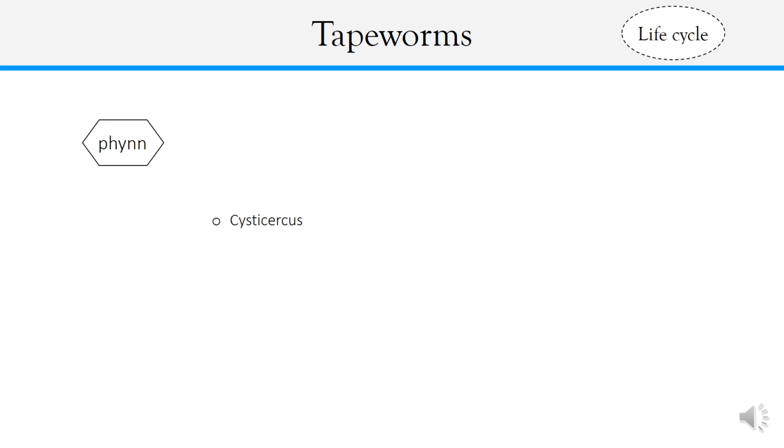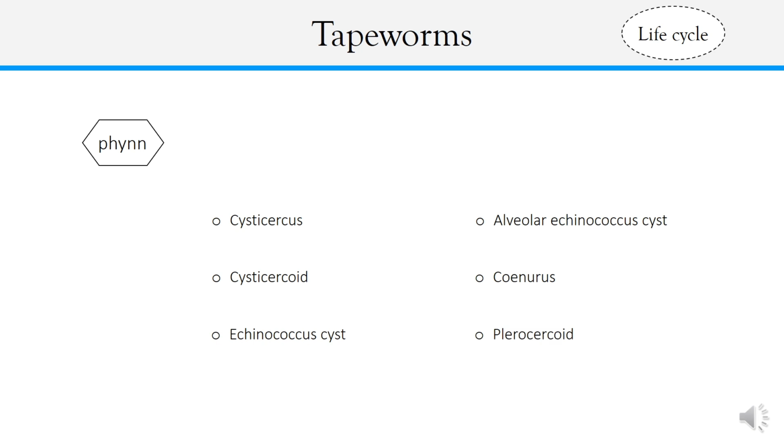Let's look at the fin in some more detail. Fins can be of different morphological types in different tapeworms. Some tapeworms produce a fin in the form of a cysticercus. Others produce a fin in the form of cysticercoids, Echinococcus cysts or alveolar Echinococcus cysts, coenurus, or plerocercoid.